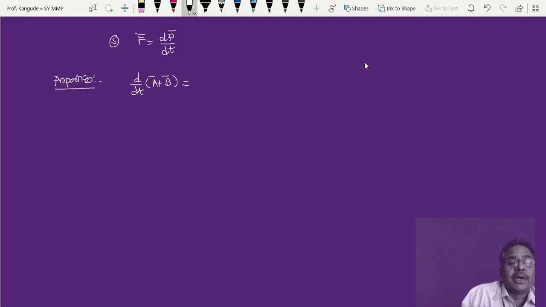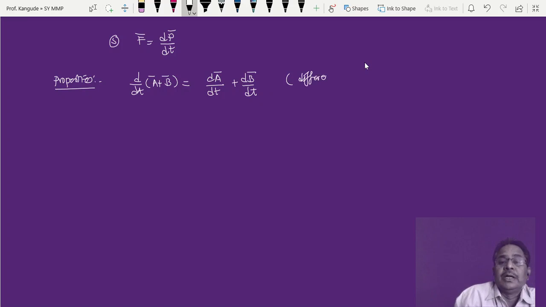If I am asked to calculate d by dt of the vector A bar plus B bar, there are two vectors A bar and B bar. Whatever way you may use for their addition, the resultant quantity is going to be a vector. So its differentiation with respect to a scalar can be taken. If I use this simple rule, I get dA bar upon dt plus dB bar upon dt. So this differentiation is distributive. Vector differentiation is distributive.